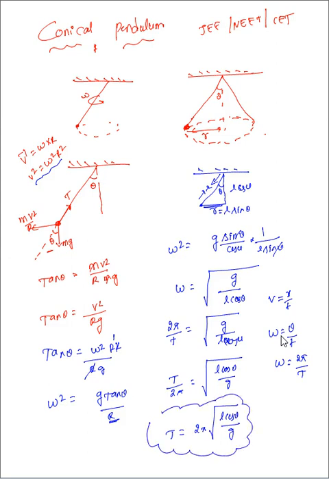So for the conical pendulum, what do we have? The time period is 2π under root of L cos θ by g. This is the main difference between a general pendulum and a conical pendulum. If they ask you for the tension here, now you know how to solve it. Tension equal to what can we write now?